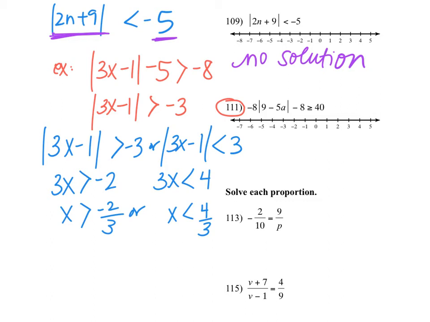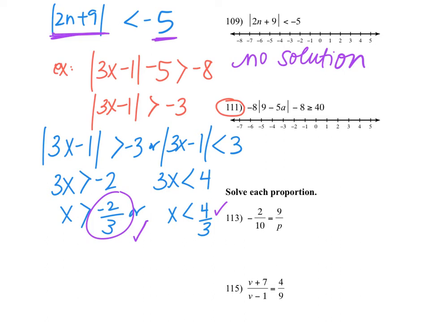So if I plugged in -2/3, I'd get -2 minus 1, which is -3, and the absolute value 3 is bigger than -3. Yes, so that would work. And if I plug in 4/3, 4 minus 3 is 3, and 3 is greater than -3, and this one would also work. So it depends.